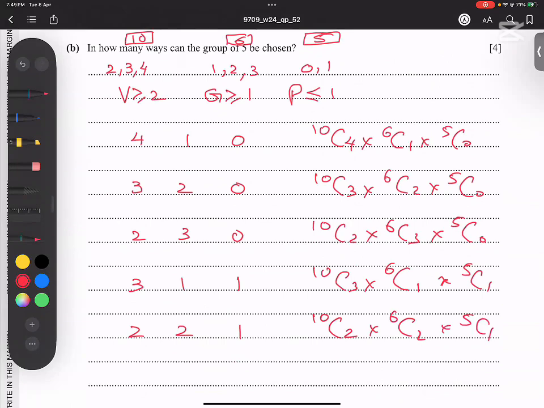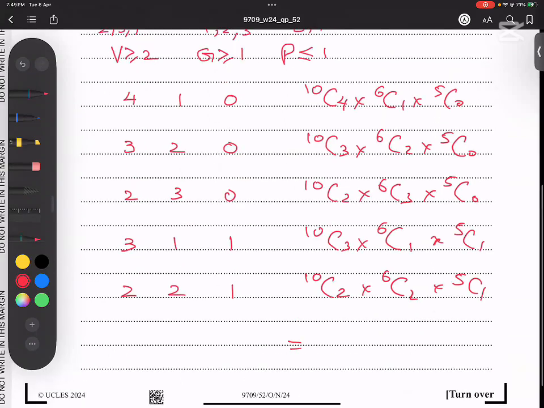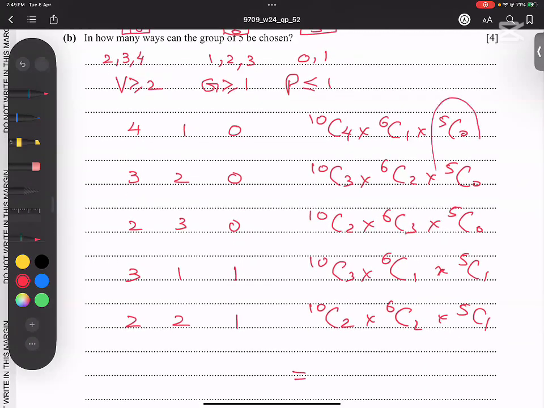Okay, now it's a matter of just typing in the calculator. Make sure 5C0 is 1, no need to waste time. And whenever C1 comes, the answer is the same: 5C1 is 5, 6C1 is 6. I think this idea is clear. Okay, let me check it in my calculator.